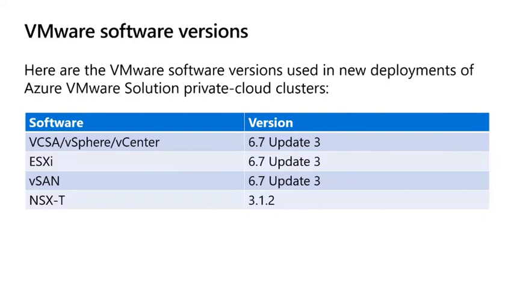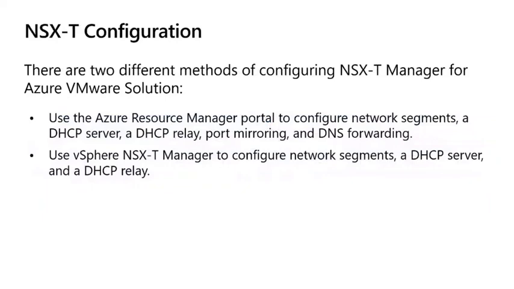Speaking of NSX, there are two ways of configuring NSX in Azure. Number one is you can use the Azure Resource Manager portal and configure your network segments, DHCP server, and so on in the portal. Or if you're more familiar with the vSphere tooling, you can use that to cover it. And let me show you actually how that works.